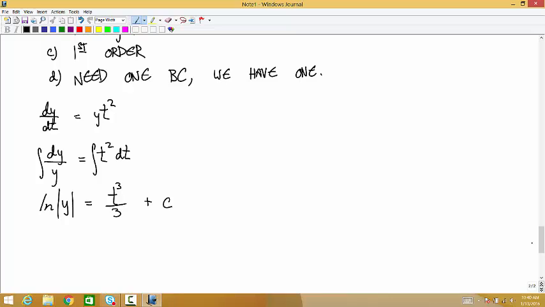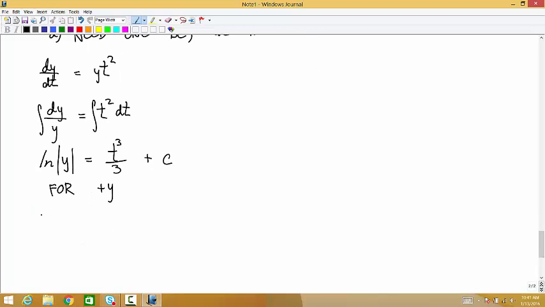So what if, let's do it first just thinking of positive y. Okay, then we have natural log of y is equal to t cubed over 3 plus c. Anyone remember how to solve that?